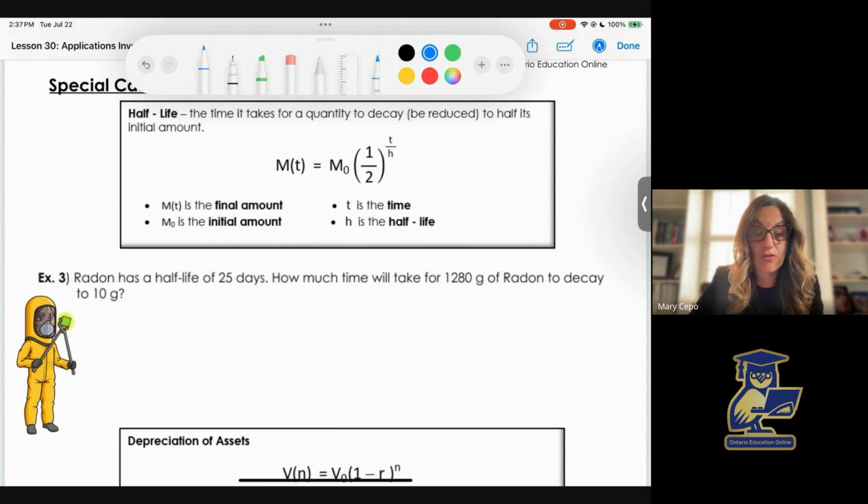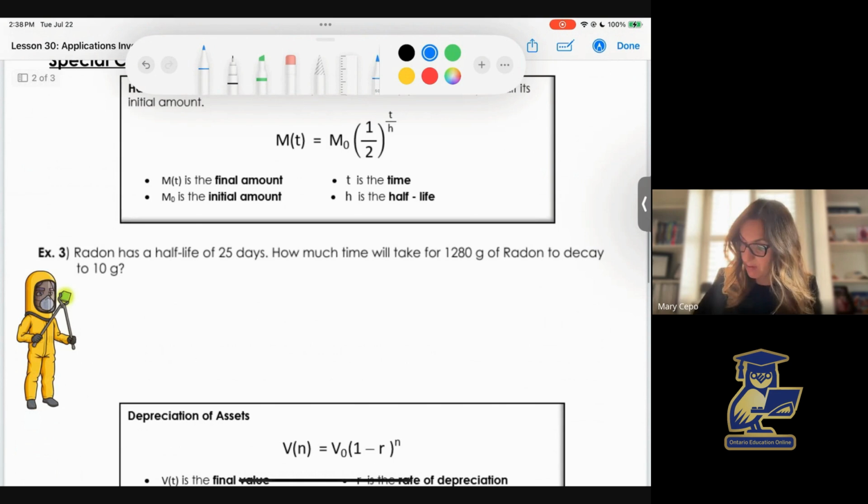So the final amount is equal to M subscript 0, which is your initial amount, times the base 1/2 to the exponent of time over the half-life period, which is h. Or, how long does it take for half the material to be reduced? So let's look at example 3. Radon has a half-life of 25 days. How much time will it take for 1,280 grams of radon to decay to 10 grams?